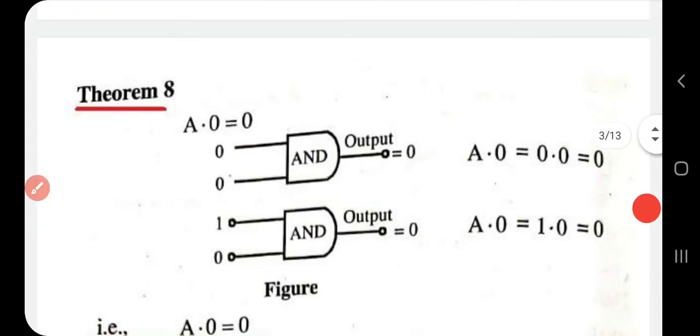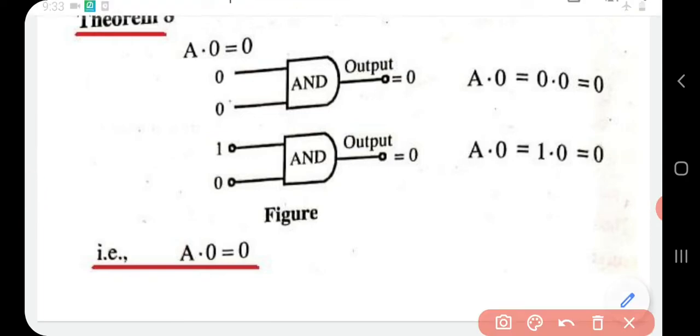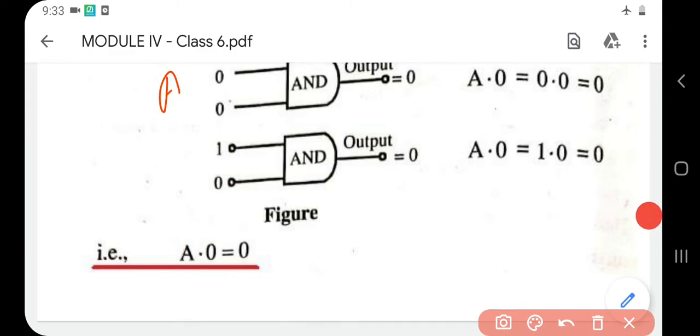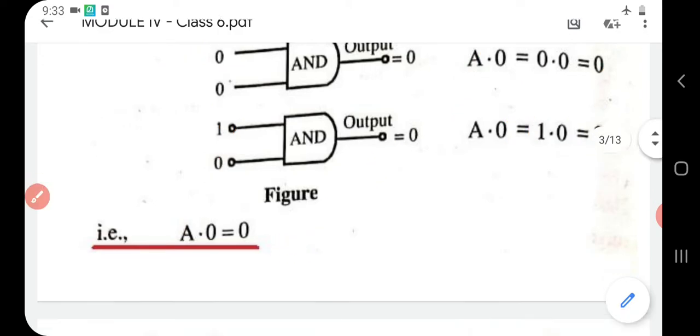So the law A plus 1 is equal to 1 is satisfied. Now theorem 8: you are dealing with the multiplication operation, that is dot, so you opt for the AND gate. First you put A equal to 0 as one input, and the other input is 0. So A dot 0, with A as 0, is 0 dot 0, which is 0. Then we give A as 1 and keep 0 as such, so A dot 0 is 1 dot 0, which is 0. So that theorem is also proved.